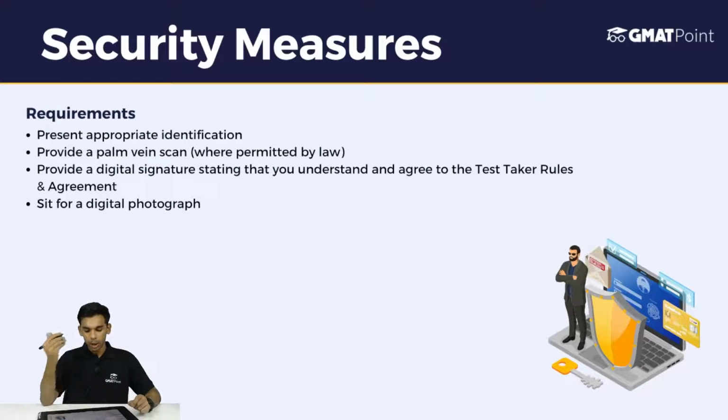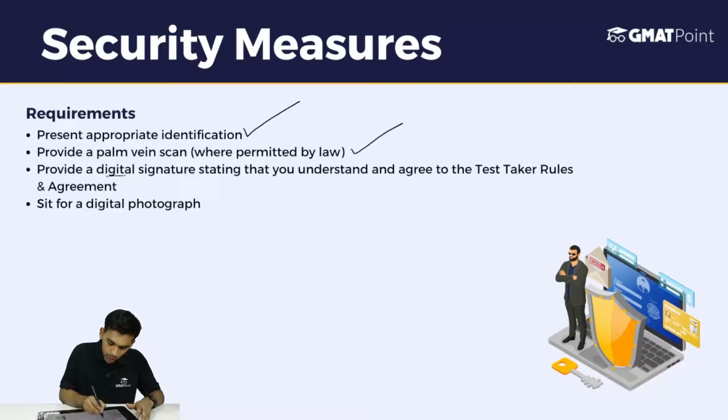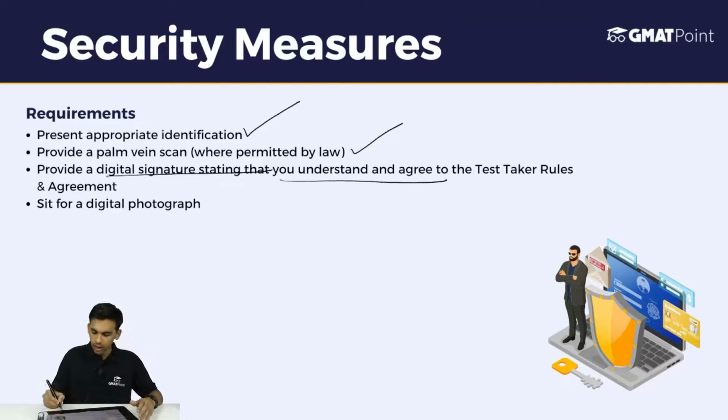Then there are certain security measures. You need to have the appropriate identification, which is the photo ID, which we mentioned. In a test center, you need to have a passport, which is mandatory. And in certain areas where it is permitted by law, they also have a palm vein scan, so they'll scan the palm vein or biometrics in general. You also need to provide a digital signature stating that you understand and agree to the test taker rules and agreements, and also sit for a digital photograph during the test.